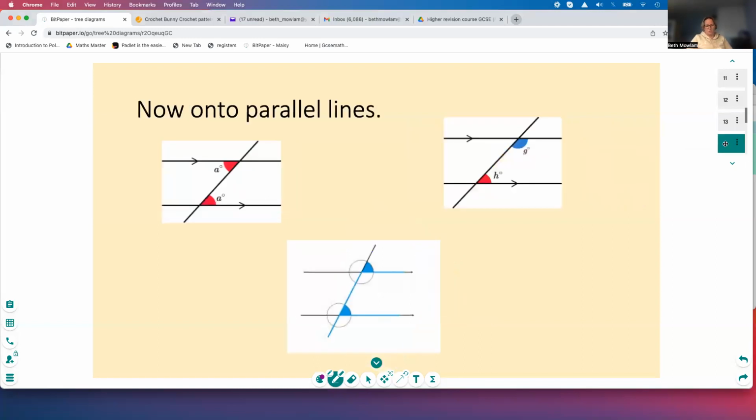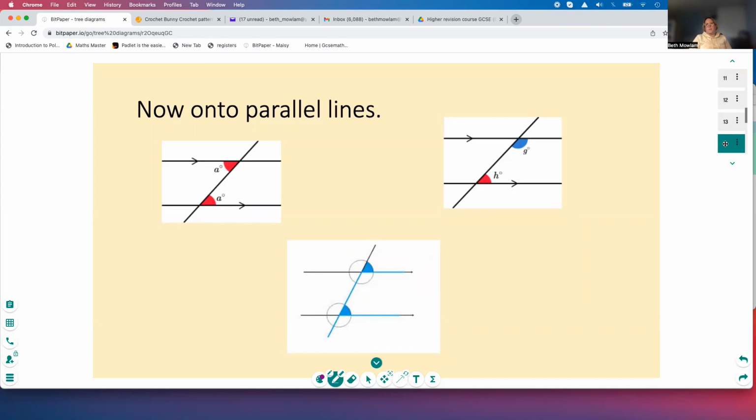So we've had four rules so far. Angles on a straight line add up to 180 degrees. Angles around a point or around a circle add up to 360 degrees. Vertically opposite angles are equal. And angles in a triangle add up to 180 degrees.